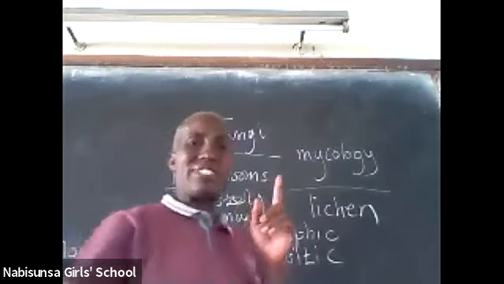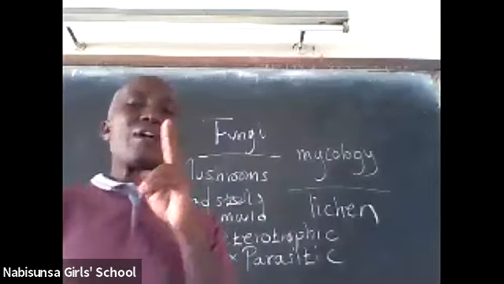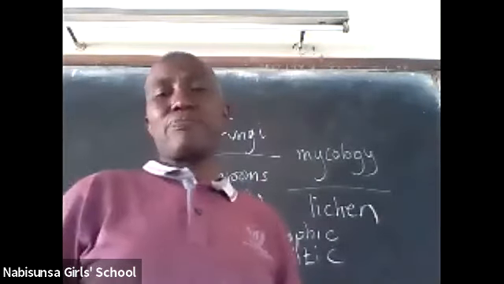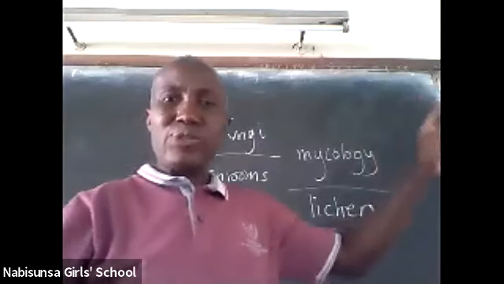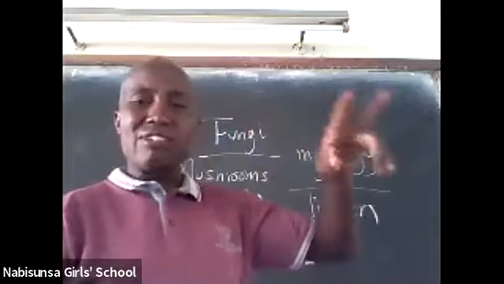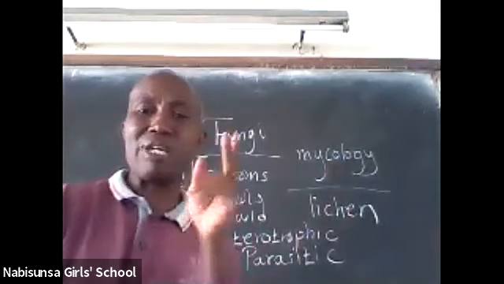A lichen is an association between two organisms, but then one of them is a fungus. In that association, that is the lichen, the two organisms, the alga and the fungus, both benefit.